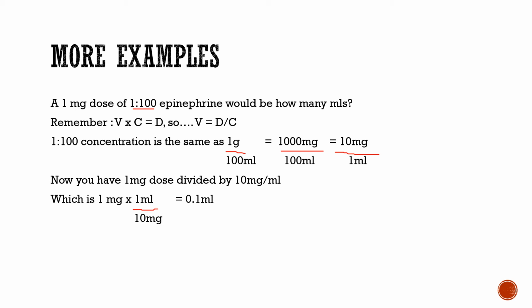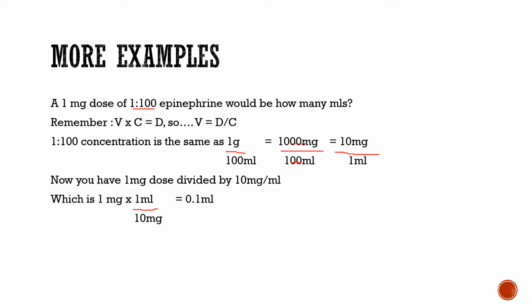Now remember, we have to change the grams to milligrams. There's 1,000 milligrams in 1 gram. We're moving 3 decimal places over, so we're adding 3 zeros. So now we have 1,000 milligrams over 100 mils. We divide both the top and the bottom by 100. And now we have 10 milligrams per mil as our concentration. 10 milligrams per 1 mil.